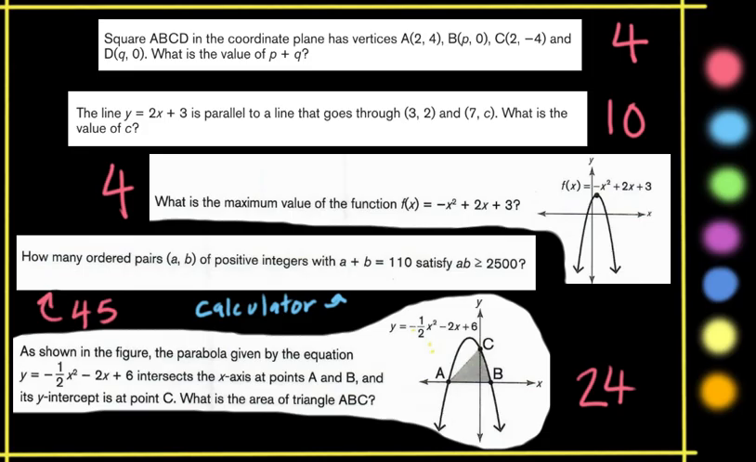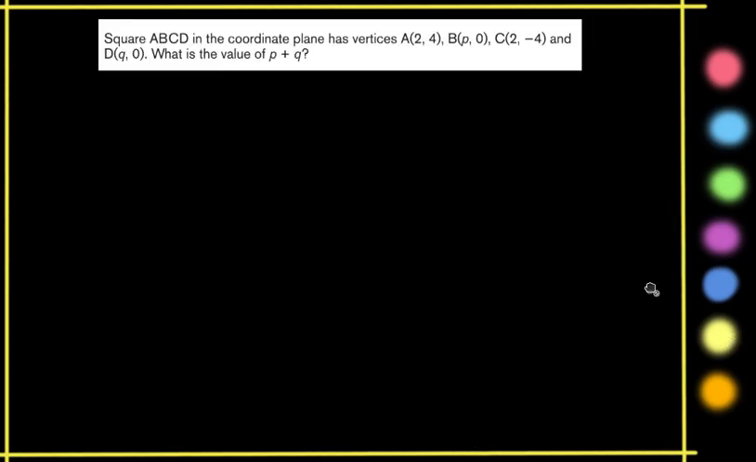So let's go ahead and solve these problems, starting with this one. All right, this one says square ABCD in the coordinate plane has vertices A, which is at 2, 4, B, which is at P, 0, C, which is at 2, negative 4, and D, which is at Q, 0.